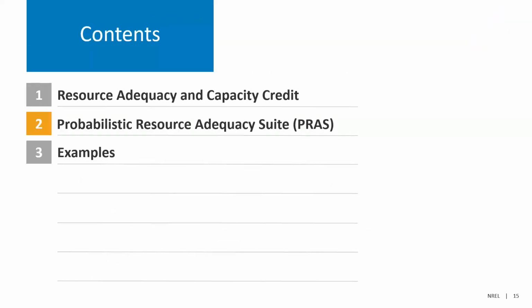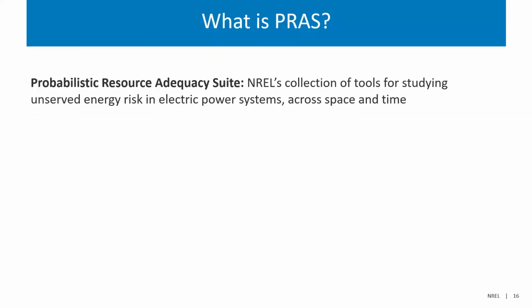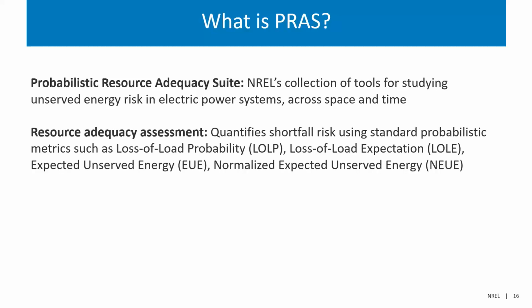All right, so now that we've talked a little bit about what resource adequacy is and capacity credit, we can dive into what PRAS is. PRAS, as Amy mentioned, stands for the Probabilistic Resource Adequacy Suite, and that's NREL's collection of tools for studying unserved energy risk in electric systems across both space and time.